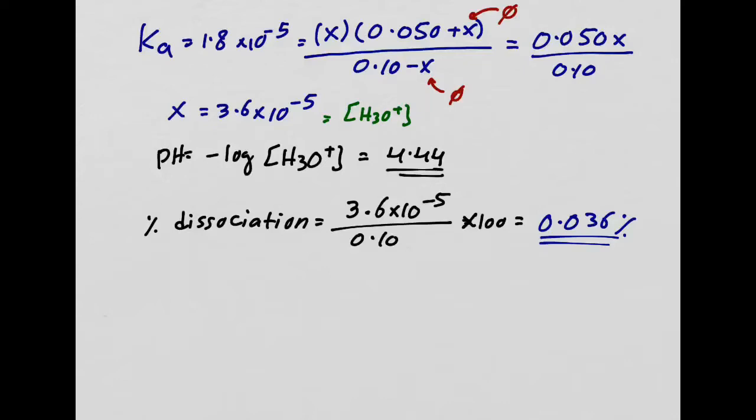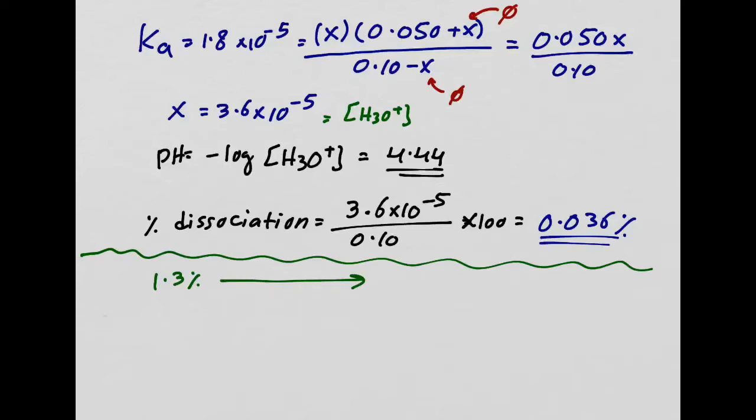So what happened here? Let's talk about what happened here. In part A, my percent dissociation was 1.3%. And in part B, my percent dissociation went down to 0.036%. Why? Why did that go down? The reason it went down is because of the common ion effect. That's what we expected to happen.